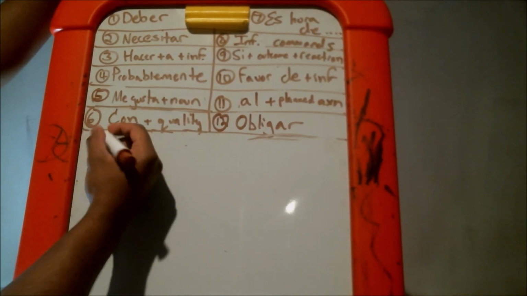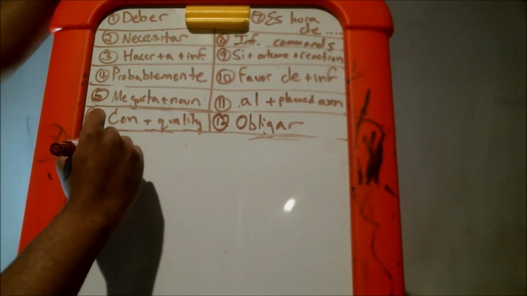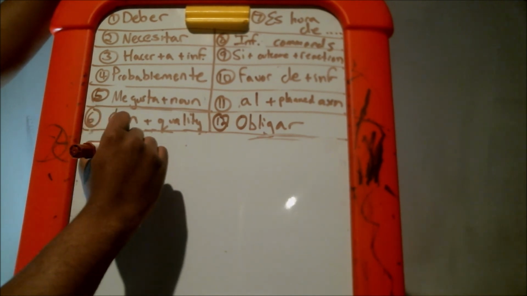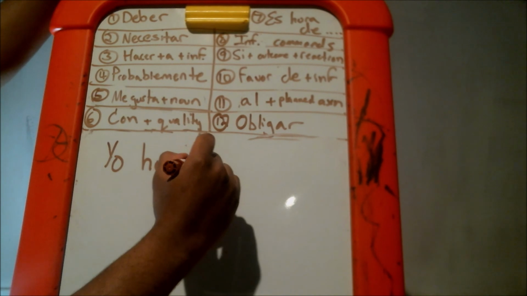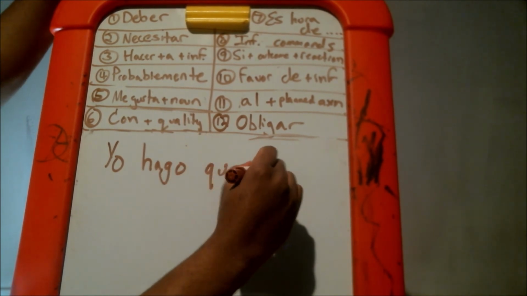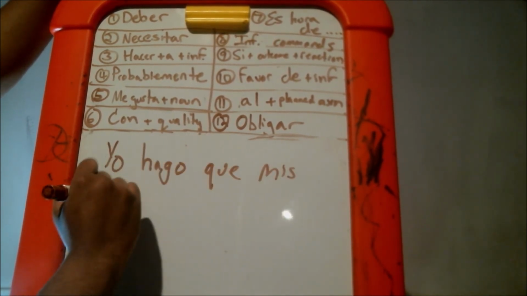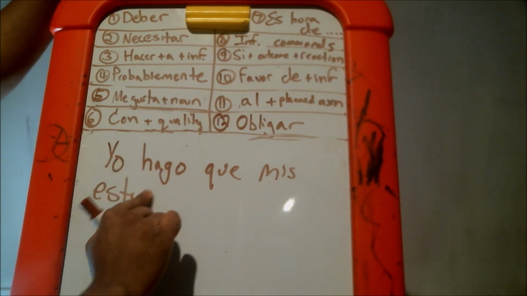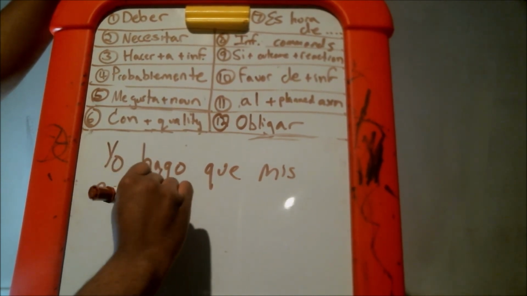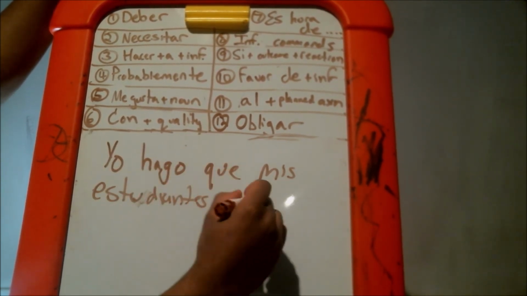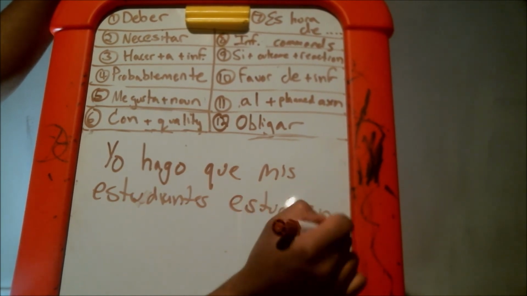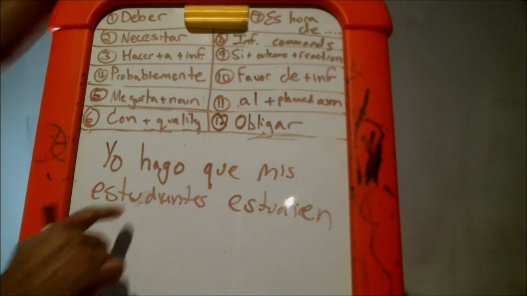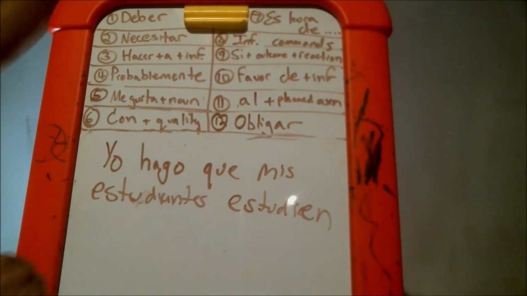So I could say, yo hago que mis estudiantes estudian. My handwriting is a mess. It actually would be estudien because it's subjunctive. Yo hago que mis estudiantes estudien. I make my students study.